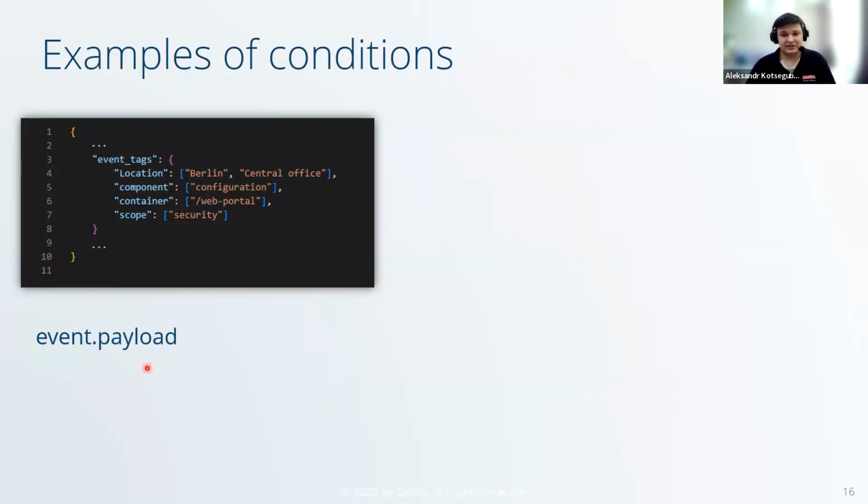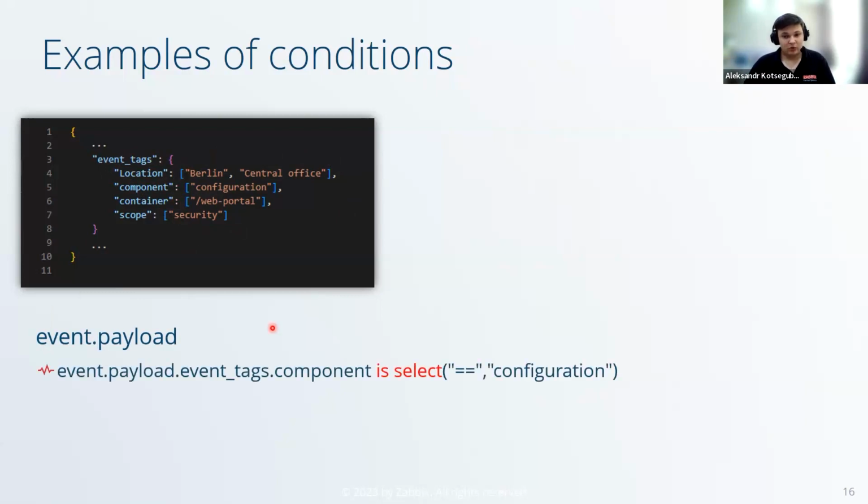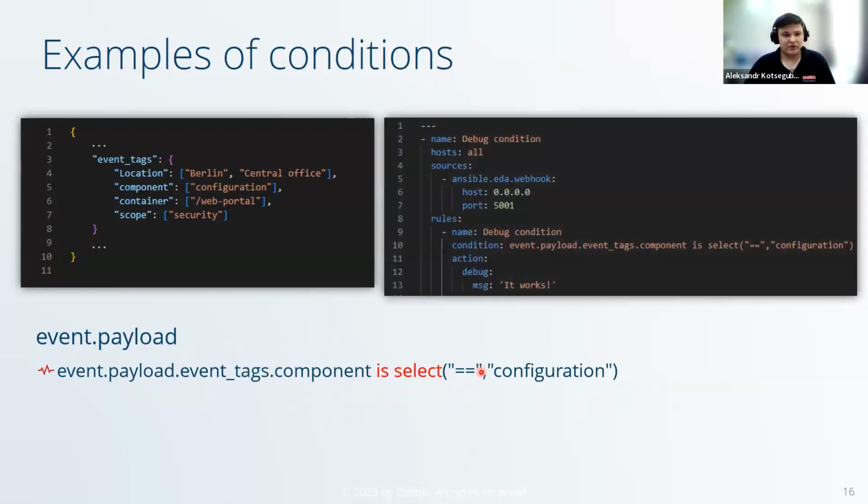And as we discussed, event tags is a dictionary, and it means that we can specify the full path to each tag and check the value of this tag. In the first example, we used the tag component and checked that the value equals configuration. We did it with the help of the construction is select and the full path event.payload. Then we specified event tags, and then we specified the name of the tag, component. Also, we specified the operator equals and the value for search, configuration. You can see this example on the right screenshot in the 10th line.